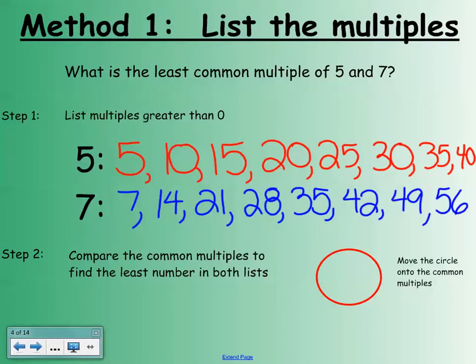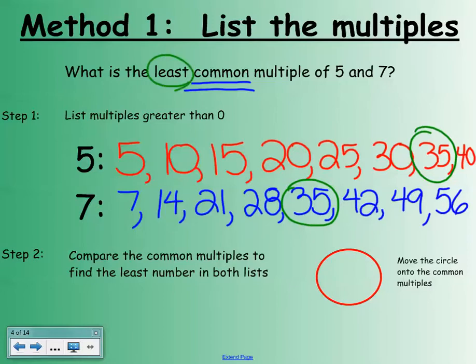So now I need to look at my multiples. I need to figure out, well, what are some ones that they have in common? Well, 5 and 7 actually don't have a lot of numbers in common. When I look at all of these, 35 is the only one I have written on my screen that they have in common. If I had kept this going longer, they would have more in common, but this is all I could fit on my board. So I want to know, what is the least or the smallest one that they have in common?